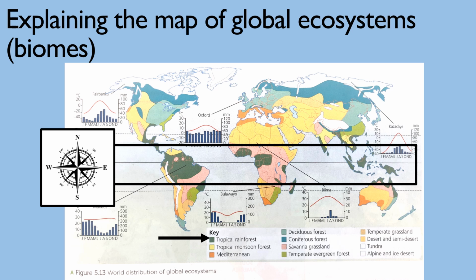When describing any distribution, always use your compass points. Okay, so you've got north, east, south, and west there. And by doing that, you can see that there is more rainforest just about north of the equator than there is south of the equator. And certainly, what you could say is if you look at the tropics, there's very, very little tropical rainforest that is south of the Tropic of Capricorn. Okay, do you understand what I'm doing there? I'm just using those compass points to describe that distribution.